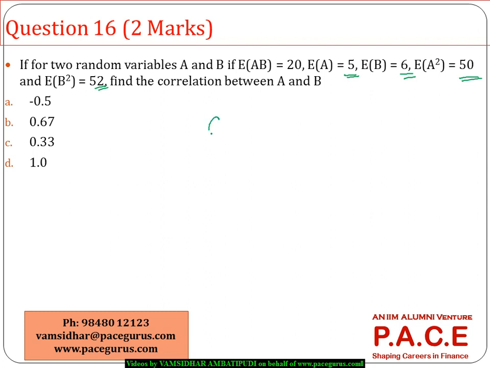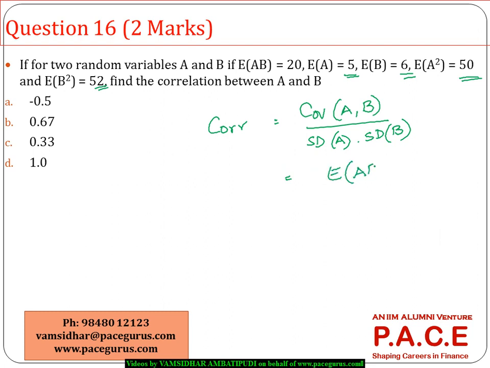What is the formula for correlation? Correlation is nothing but covariance between A and B divided by the standard deviation of A multiplied by the standard deviation of B. Now, how do I get covariance of AB? These are just the remembrance of the various formulas. Expected value of AB minus expected value of A into expected value of B. That is what is a measure of covariance.